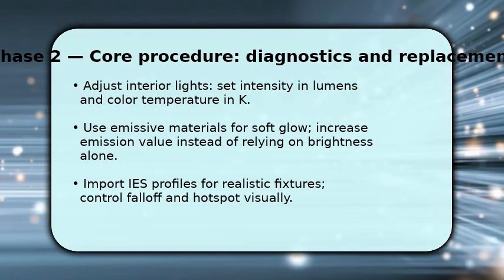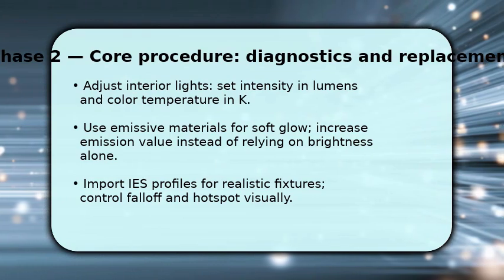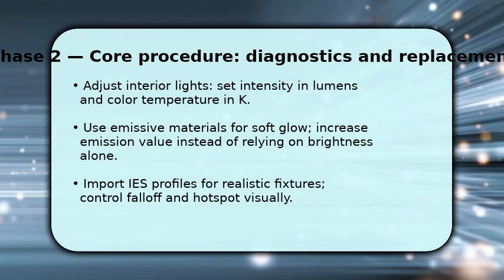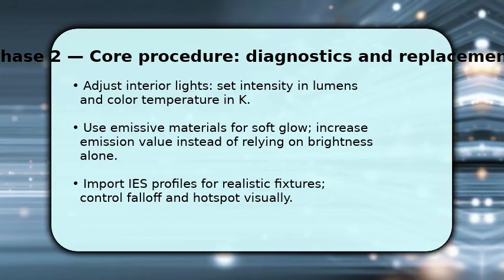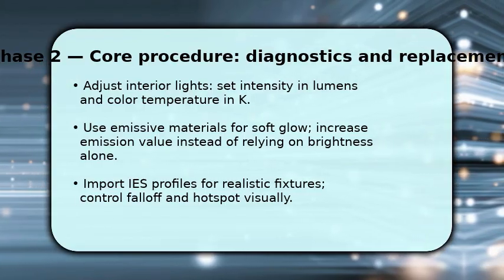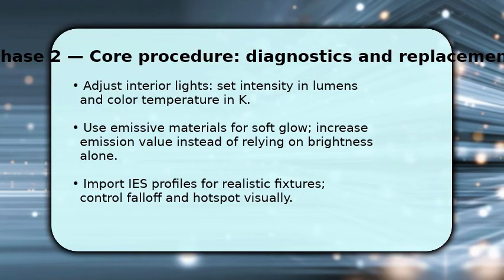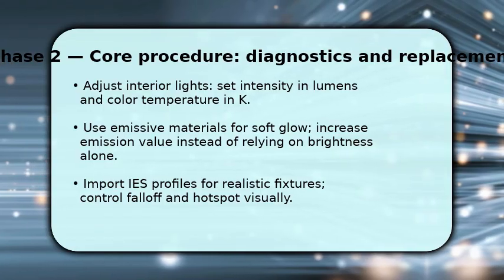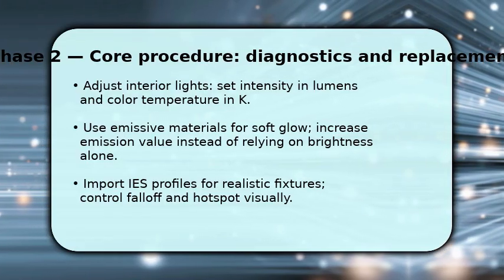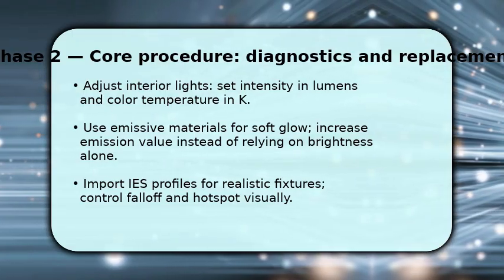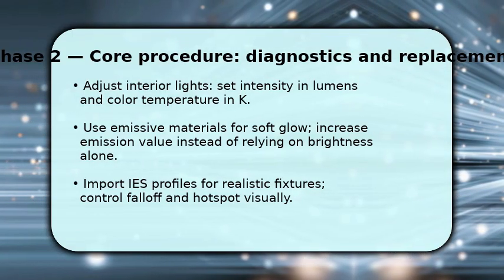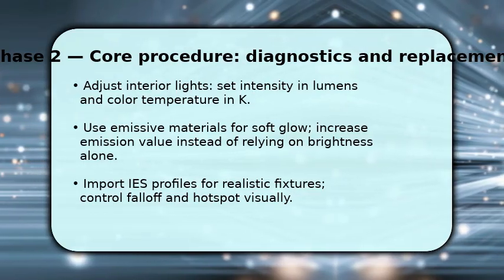Now focus on how individual lights and materials interact. You should set fixture intensity in lumens and pick a color temperature in Kelvin so whites read correctly. Warm interiors are 2700-3000 K. Use emissive materials for indirect glow and raise emission values rather than only boosting exposure. Import IES profiles to shape beam patterns and adjust falloff to control hotspots.